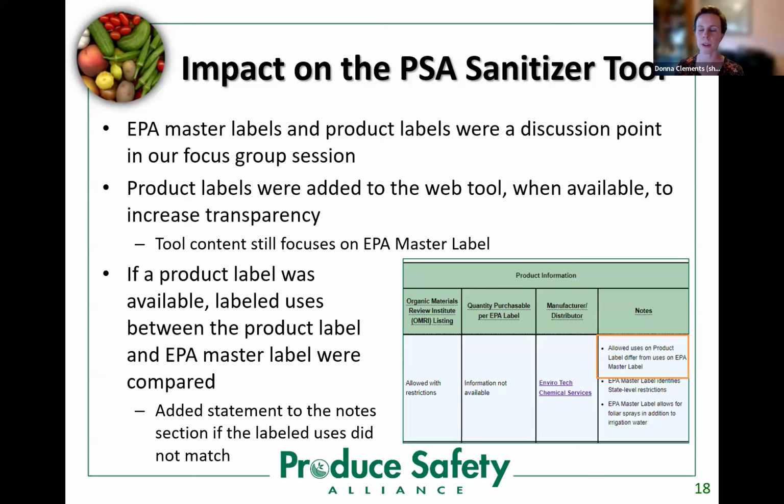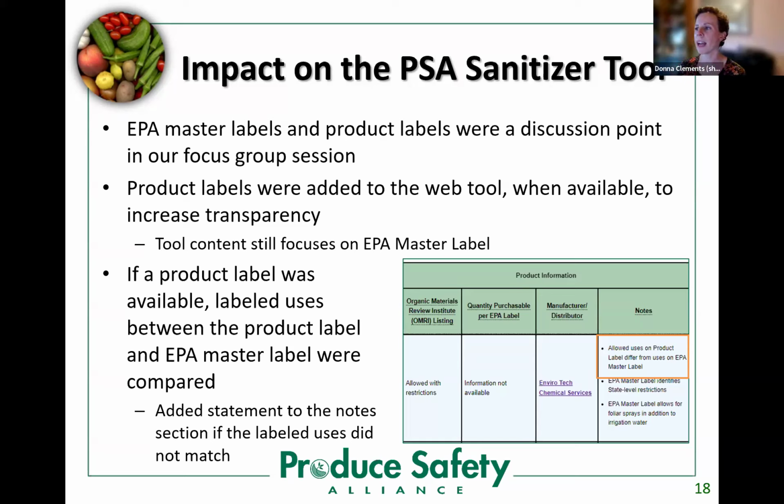So it covers the entire United States. So the decision was made that we still focus the content of the PSA tool on the EPA master label. However, when we could find the product label, we compared both of those. So we pulled up the EPA label, the master label, and the product label, and we compared those labeled uses. And then if they were different, we added a note to the note column for that product.